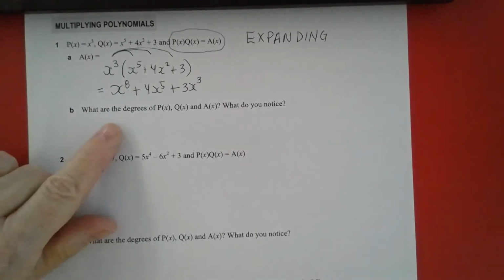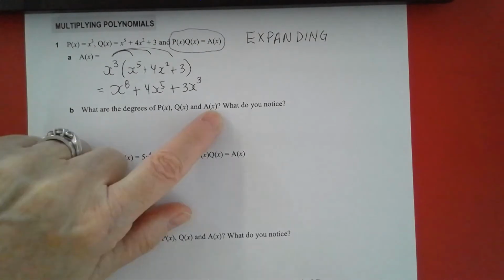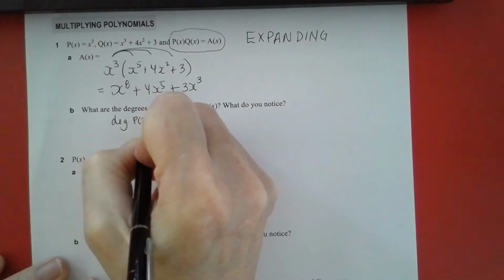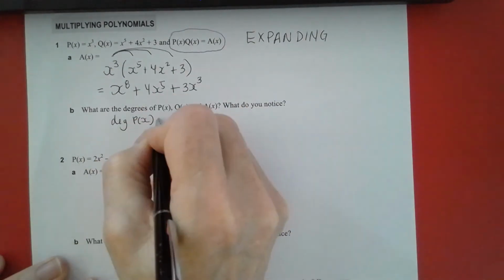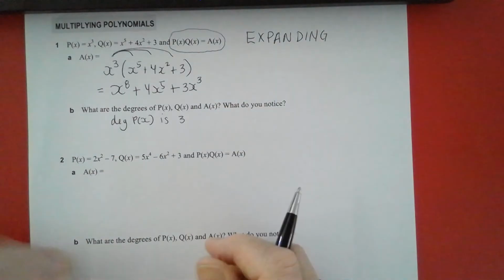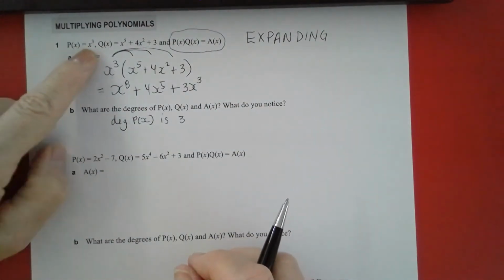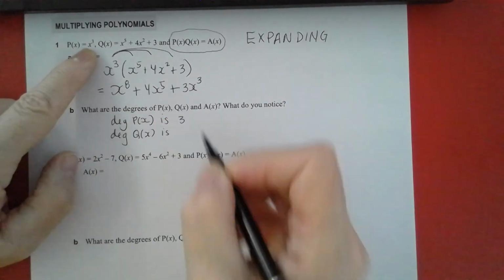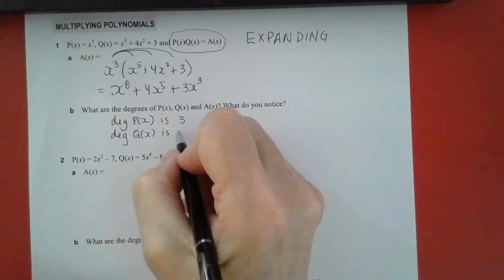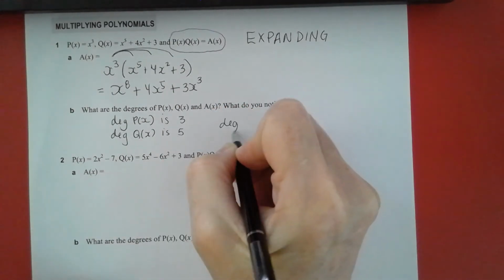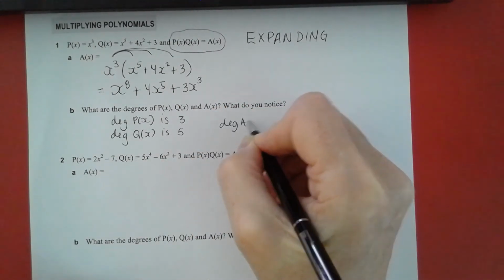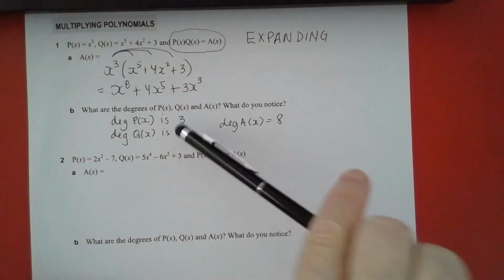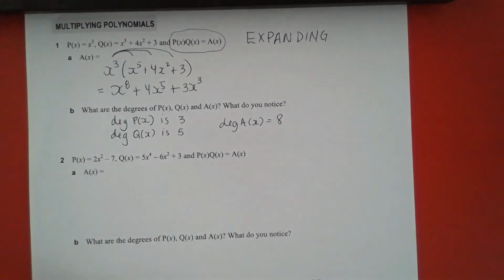The next one says, what are the degrees of P of x, Q of x, and A of x? So the degree of P of x, this was a vocabulary thing in your notes yesterday. The degree of P of x is 3. It's the highest power in P. The degree of Q of x is, what's the highest power of Q? 5. And the degree of their product, A of x, is 8. So just like the other thing, when you're multiplying, the powers get added up. Yeah? Okay, here we go.